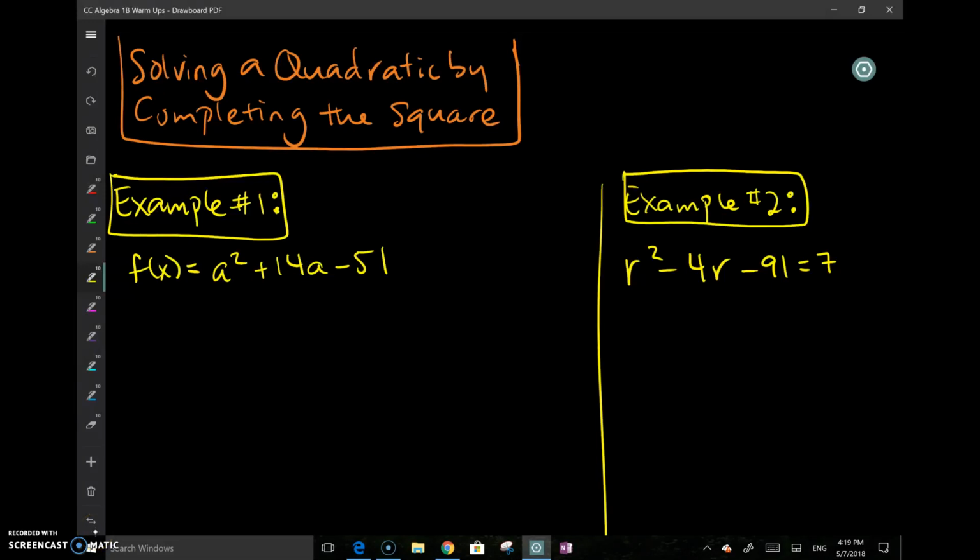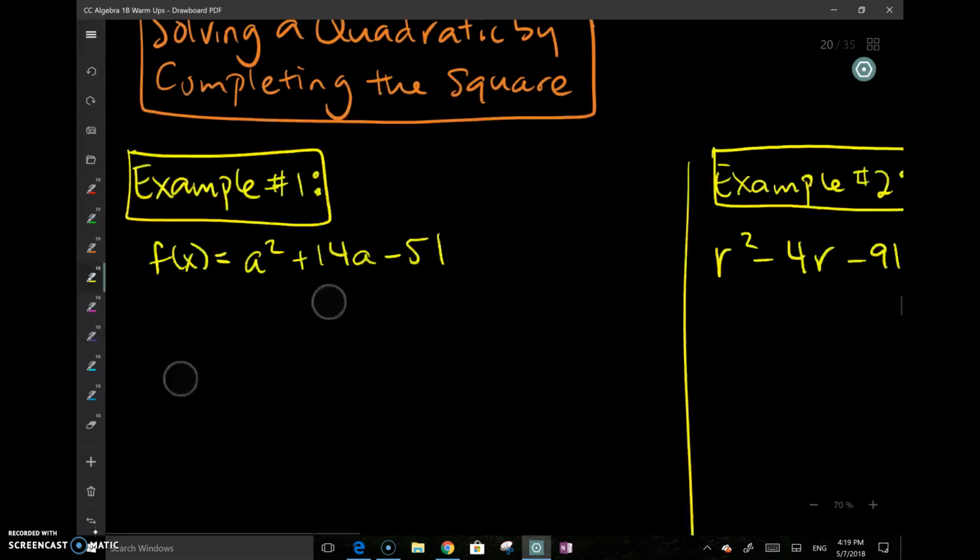Hey everybody, in this video I'm going to show you how to solve a quadratic by completing the square. Basically the idea is that you want to start the same way you do with all the other methods, which is you want to make f of x or y equal to 0 first. So I have two examples here and I'm going to go ahead and jump into the first one.